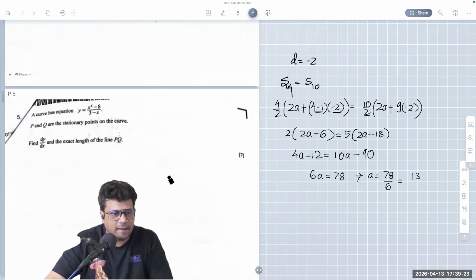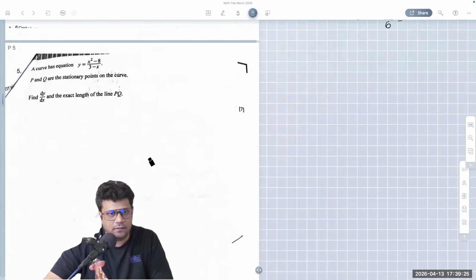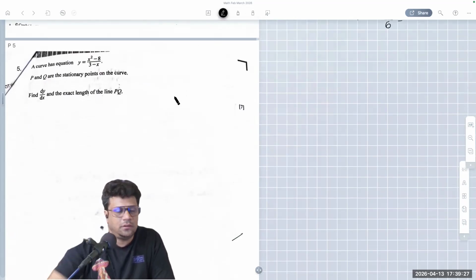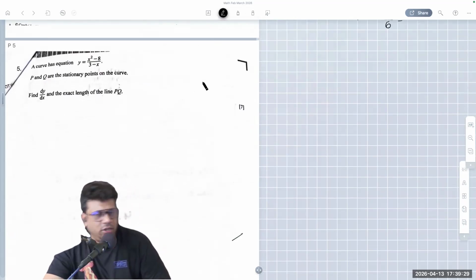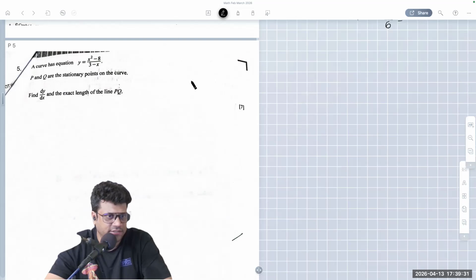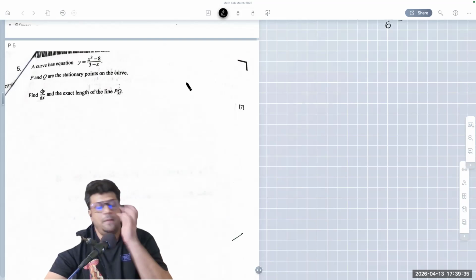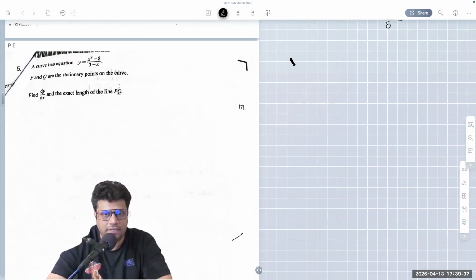First term is 13. Let's look at another one. A curve has equation, and P and Q are stationary points on the curve. Find dy by dx and the exact length of PQ. Okay, so dy by dx.